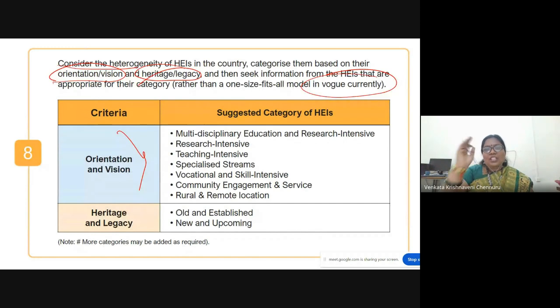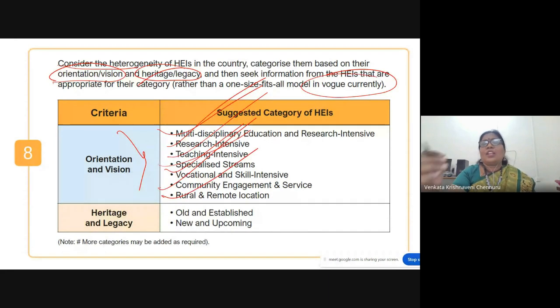Is it educational or community engagement, what is its major priority? What is its vision? So based on that, the suggested categories of HEIs are multidisciplinary, educational, research intensive, teaching intensive, specialized streams that may be offered by that institution, vocational skill intensive, community engagement and service. Many of the colleges will be focusing more on this kind of service and on rural and remote locations.